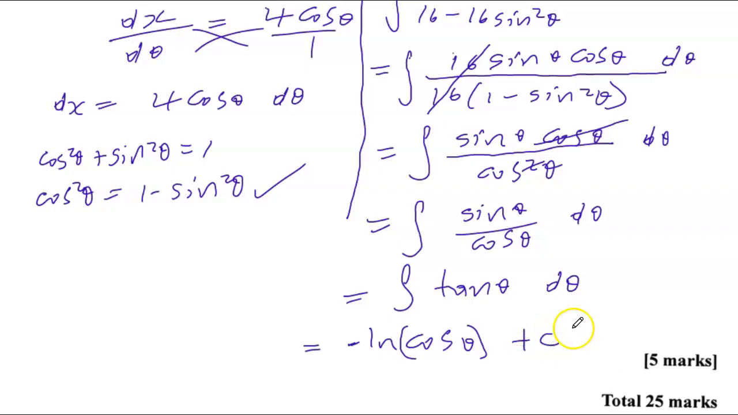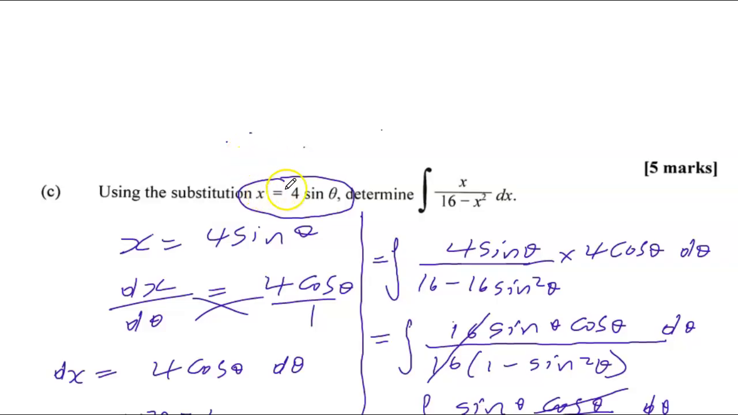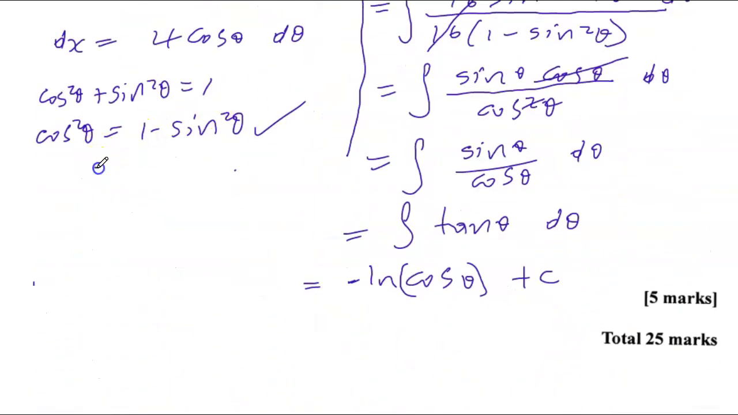But remember we want the answer in terms of x. Now just remember that x equal to 4 sine theta, which means that x square, both sides, is 16 sine square theta. So if we want an expression for sine square, we can divide both sides by 16. So sine square is x square over 16. So we can replace sine square with x square over 16. Down here we can replace sine square with x square over 16.